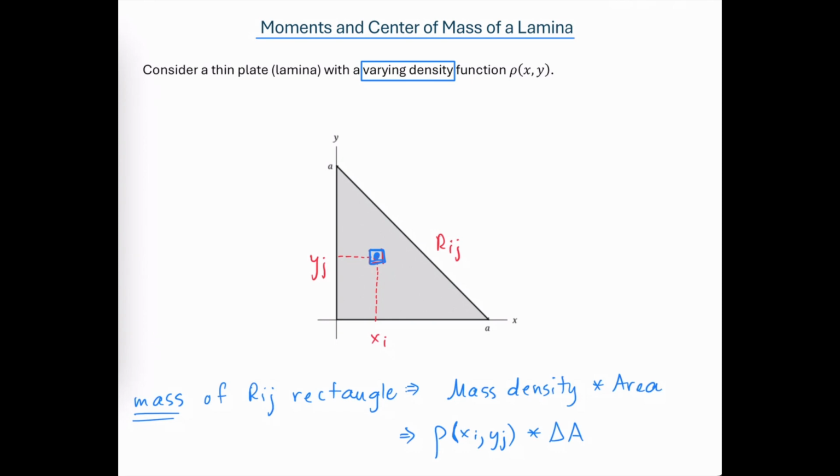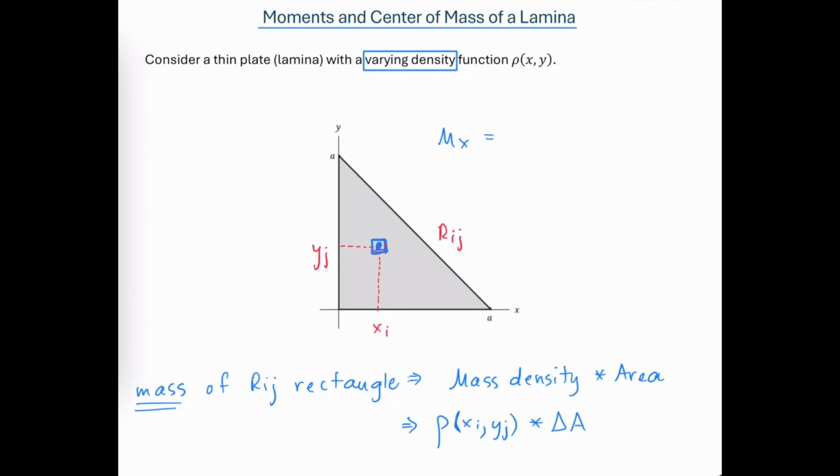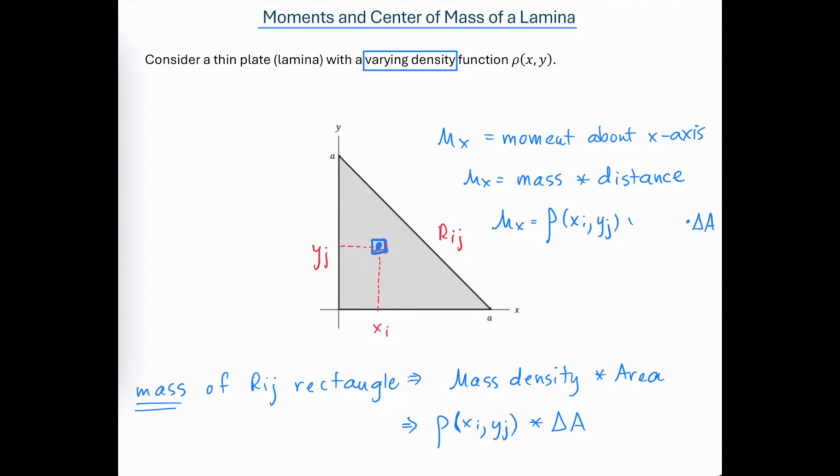So let's consider the moment about the x-axis of our tiny rectangle, which is determined by the mass of that rectangle multiplied through by the distance that it is away from the x-axis, which is rho evaluated at x sub i, y sub j, times delta A, which gives us the mass, and then we multiply that by the distance we are away from the x-axis, which is y sub j, this distance here.